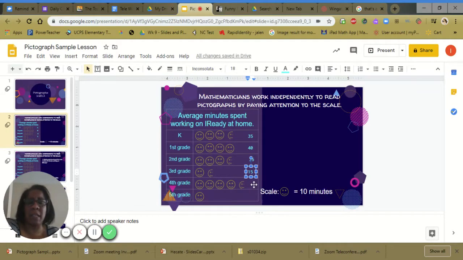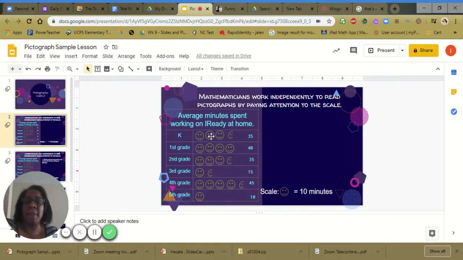So right here, we are seeing that third graders are not spending the amount of time they should be spending on iReady. Fourth grade, 10, 20, 30, 40, and a half smiley face. So they have met their goal of 45 minutes on average on iReady. Fifth grade, on the other hand, this should be a sad smiley face, sorry. They have spent a total of 10 minutes. So here you have it.